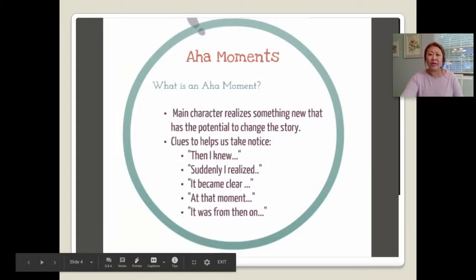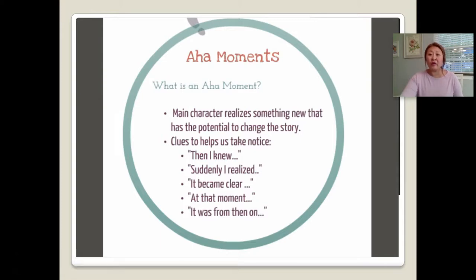All right. So what is an aha moment? A main character realizes something new that has the potential to change the story. Lots of mysteries do this. Lots of horror movies do this. Okay. I love a good mystery. And the reason I love it is because that moment, the character figures something out. It's so entertaining for me. I'm like, oh my gosh, Jack just found out, right? And that is an entertainment for you because you like to see that reaction happen within the character.